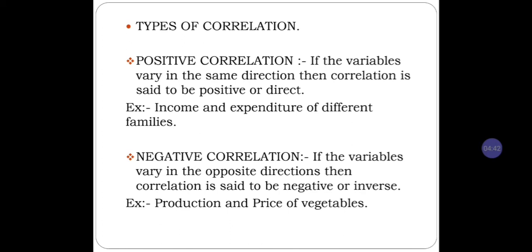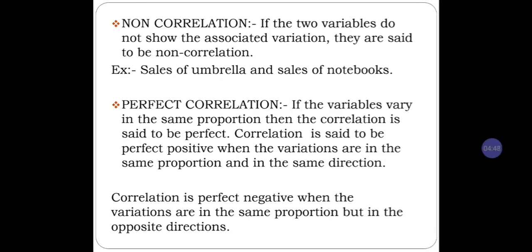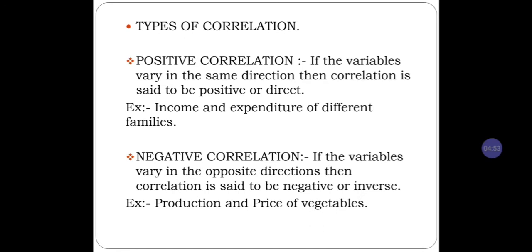Next we have the types of correlation: positive correlation, negative correlation, non-correlation and perfect correlation. We'll see them one by one. The first one is positive correlation. If the variables vary in the same direction, the correlation is said to be positive.